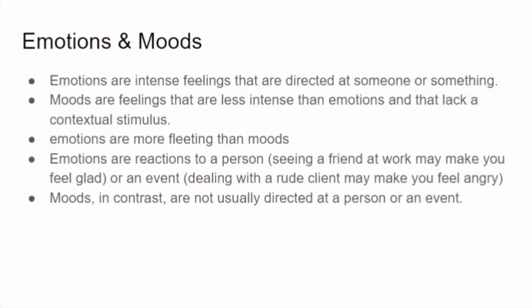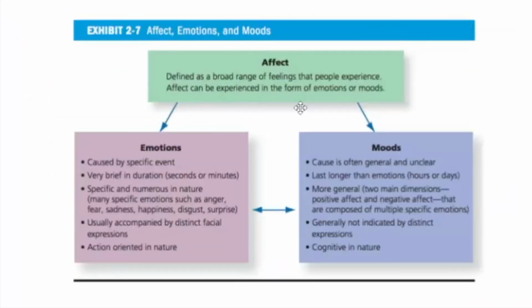So emotions are reactions to a person. Seeing a friend at work may make you feel glad, or an event, dealing with a rude comment, may make you feel angry. Moods, in contrast, are usually not directed at a person or an event. So if we look at emotions and moods, we look at affect, defining a broad range of feelings that people experience. So affect can be experienced in the form of emotions and moods.